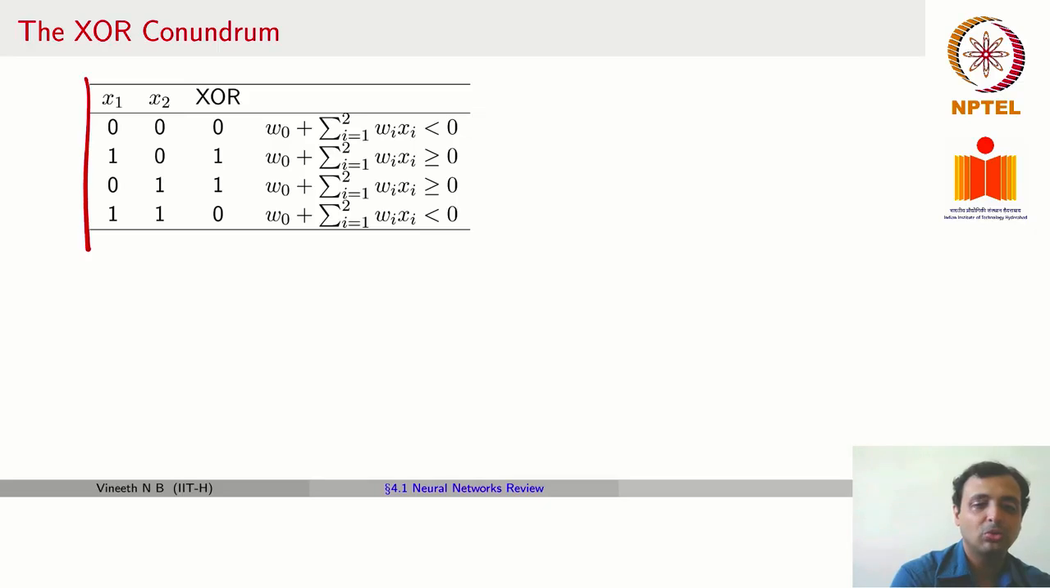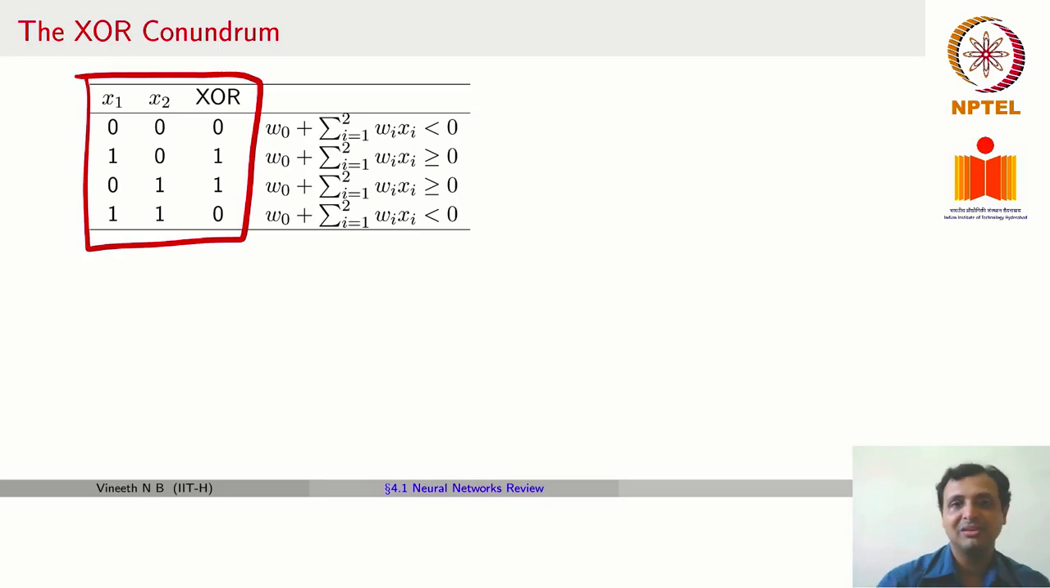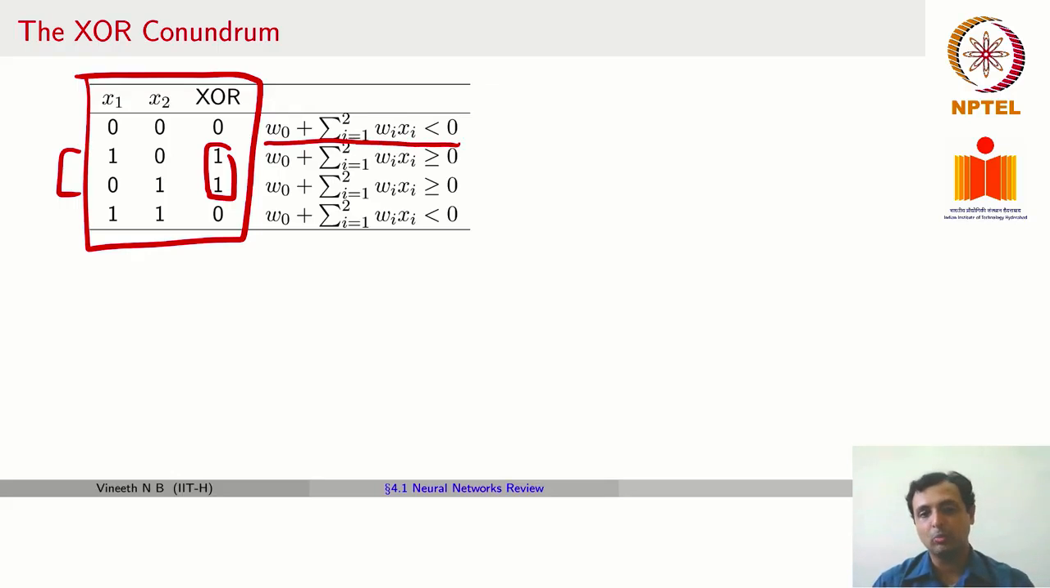We know that the ground truth of the XOR gate, the truth table for the XOR gate, is given by something like this, where if one of the inputs is 1, you get a 1, otherwise a 0. So from a perceptron perspective, in the first scenario, we would want your WXI to be less than 0 because we want the output to be 0. Similarly, in these two cases, we would want it to be greater than or equal to 0. And in the last case, we want it to be less than 0 again.